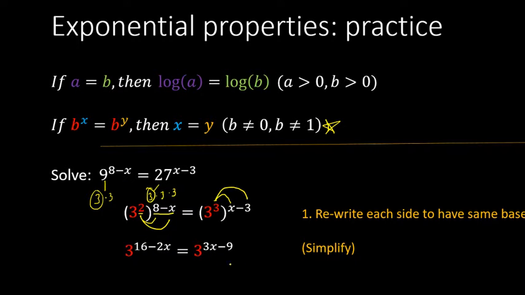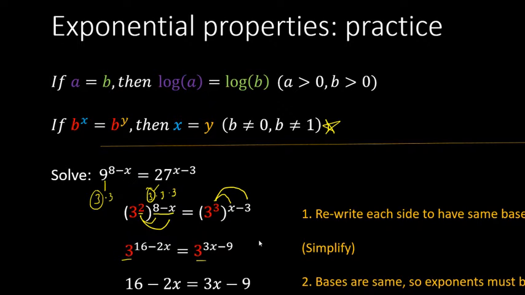Okay? So now I've got the same base, I've got everything pretty simple. I can apply my property and say, all right, they've got the same base. So if these two things are equal to one another, that means the value of their exponents must be the same. So 16 minus 2x must be equal to 3x minus 9. And then we can simplify from there.